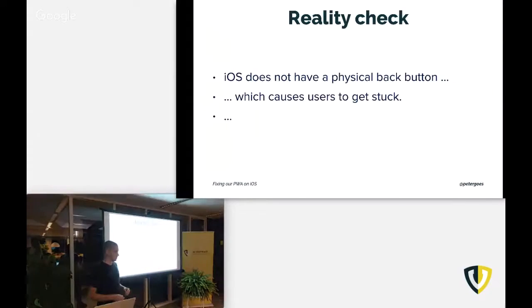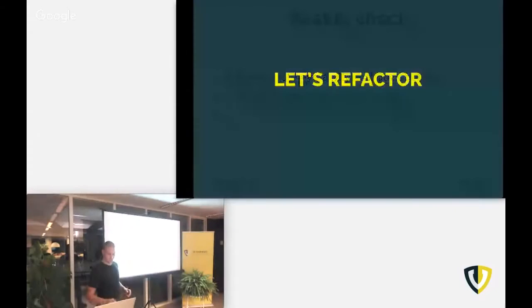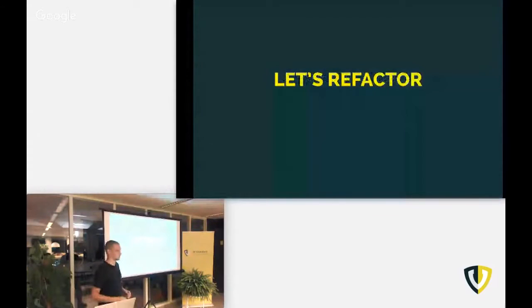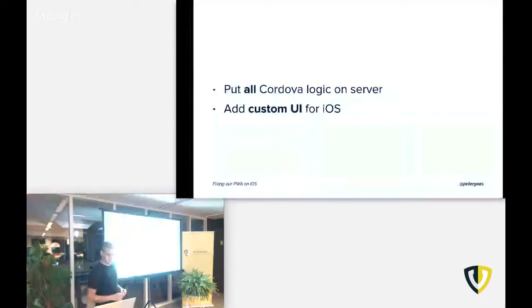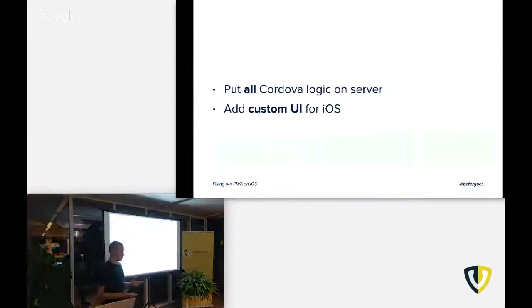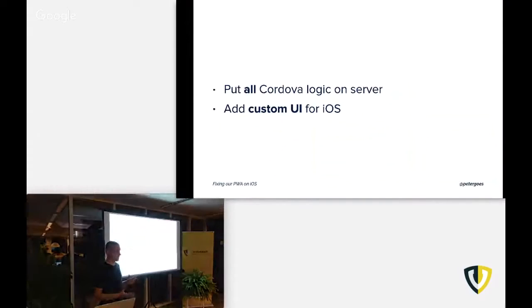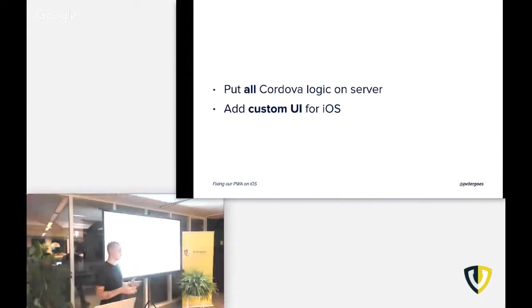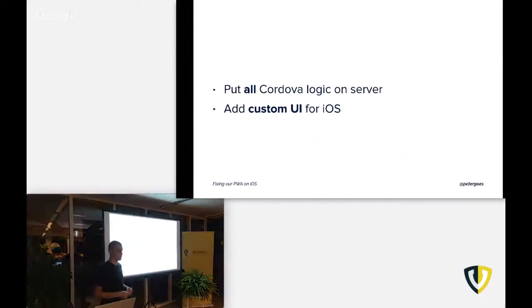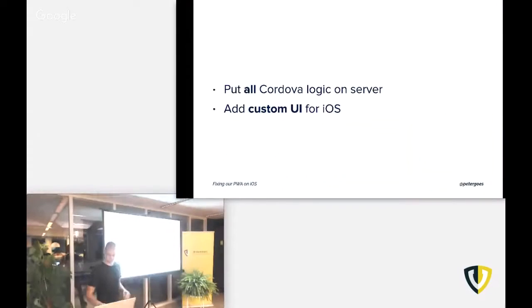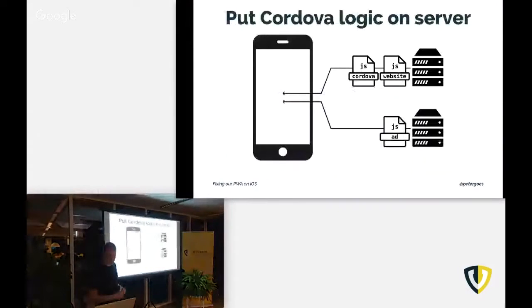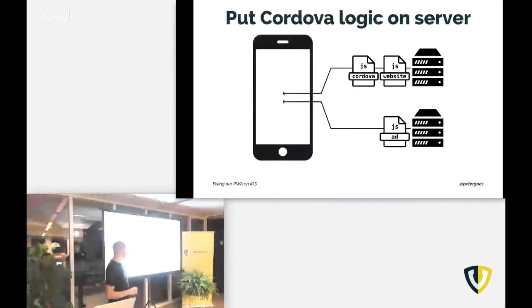Then with a lot of other frustrations, we thought, well, maybe it's time to refactor a bit. We put all the Cordova logic on the server, and we add a custom UI for iOS. So we put that in the website itself if you're coming from the web. So that looks like this. All the Cordova logic, that means also all the JavaScript code from plugins, Cordova itself, everything shipped to the website.